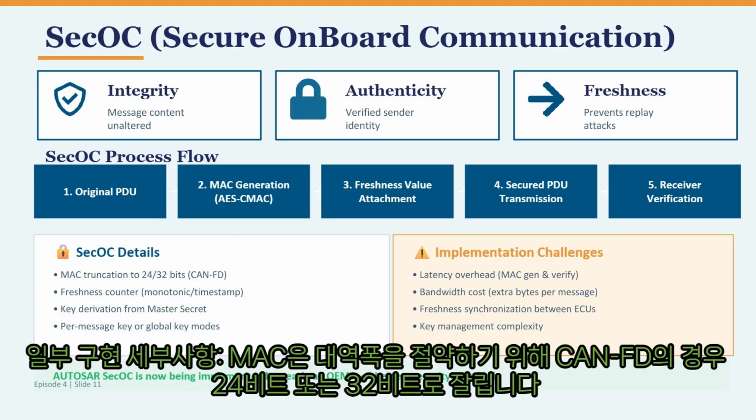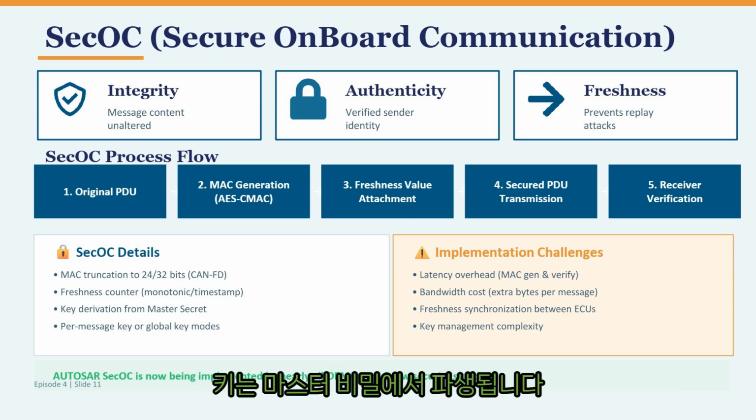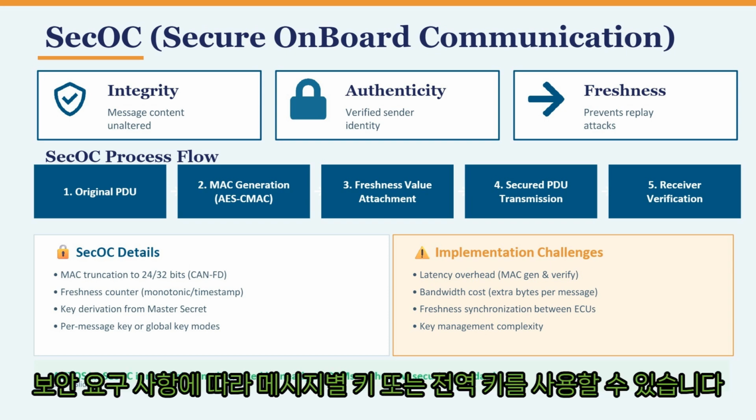Some implementation details. The MAC is truncated to 24 or 32 bits for CAN-FD to save bandwidth. The freshness counter can be monotonic or timestamp-based. Keys are derived from a master secret. You can use per-message keys or global keys depending on your security requirements.